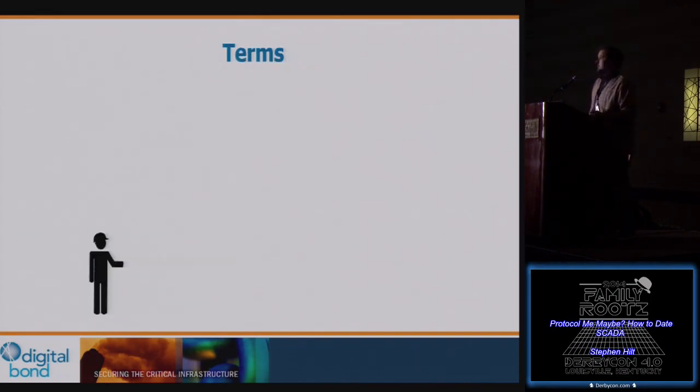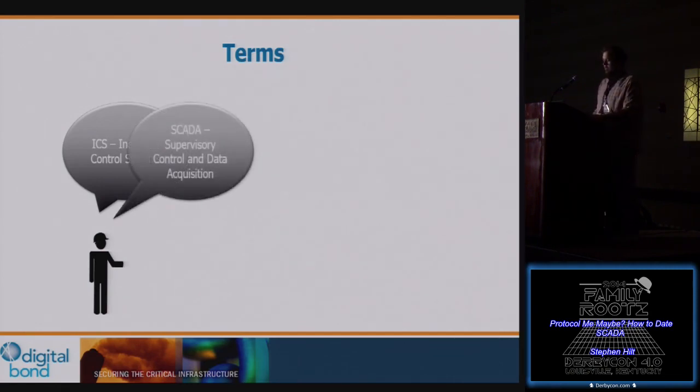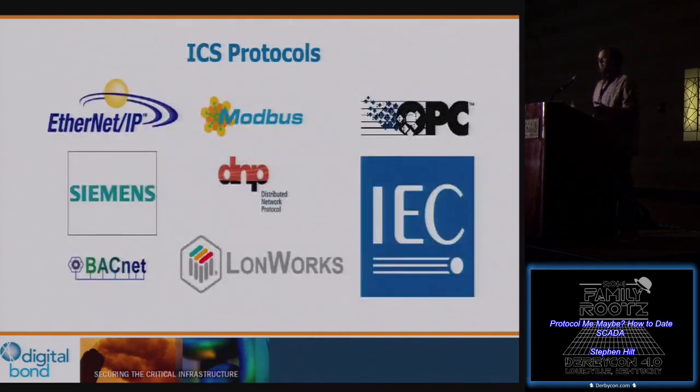We're going to cover a couple terms in case nobody in here is familiar with them, such as ICS, an industrial control system; SCADA, supervisory control and data acquisition; and DCS, a distributed control system. A lot of people interchange those and they're wrong, sometimes I am as well, so call me out on it, please.